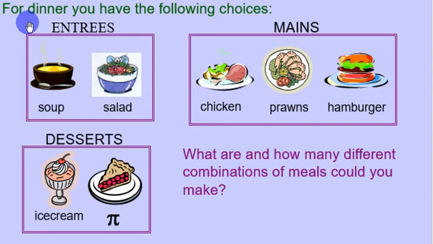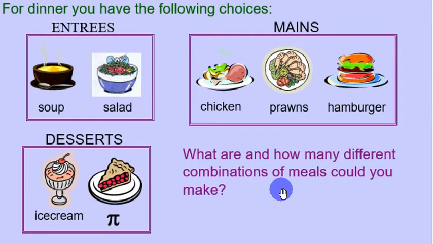One of the mundane things that we can associate math with is counting. For example, for dinner, you have the following choices. You have two entrees, soup or salad. After the entree, you now have three choices for your main course: a chicken dish, a prawn dish, or a hamburger. For dessert, you can either choose ice cream or pie. So, what are and how many different combinations of meals could you make for your dinner?